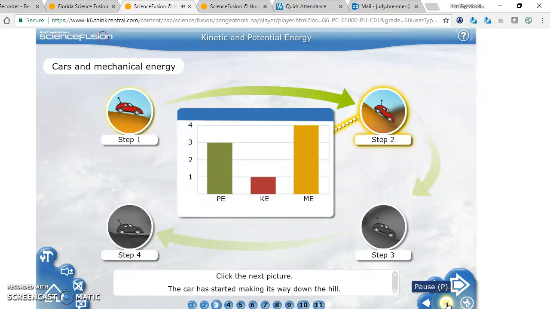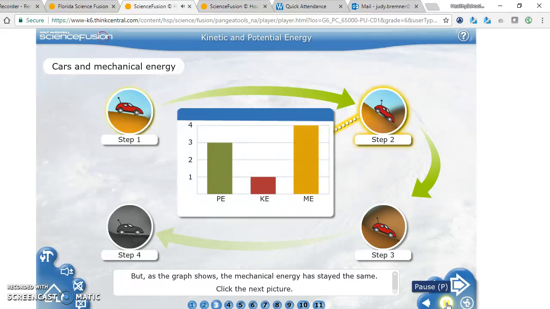The car has started making its way down the hill. Now there is some kinetic energy because the car is moving. However, you can see that there is still potential energy because the car is still near the top of the hill. But as the graph shows, the mechanical energy has stayed the same. Click on the next picture.